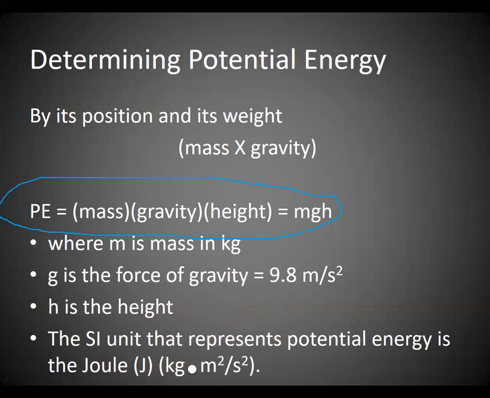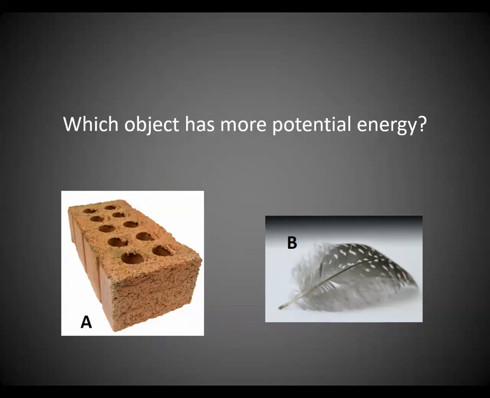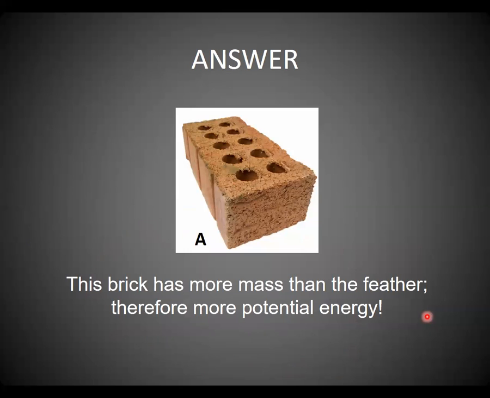So let's see if we can put this into practice. Which of these two objects has more potential energy, assuming they're at the same exact height? We have a brick, we have a leaf. Which one has more potential energy? I'm going to assume that you got it correct. It is the brick. Why is the brick having more potential energy? Because it has more mass than the feather. All right, more mass, more potential energy.